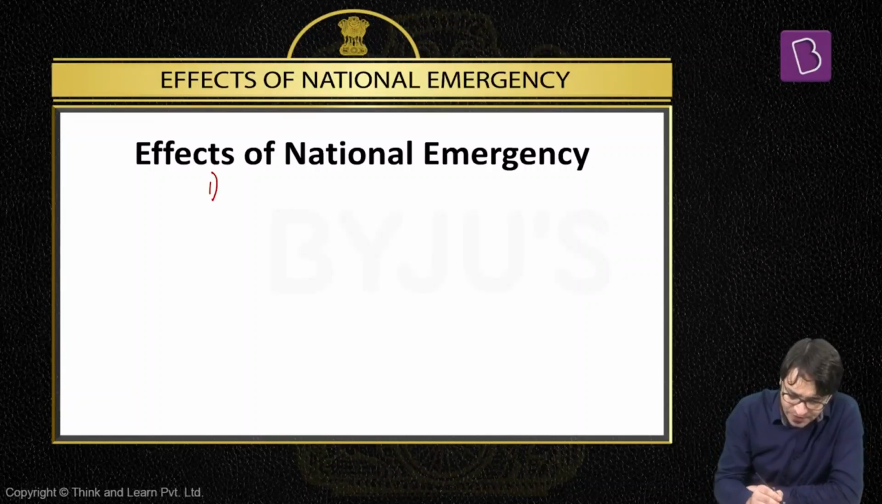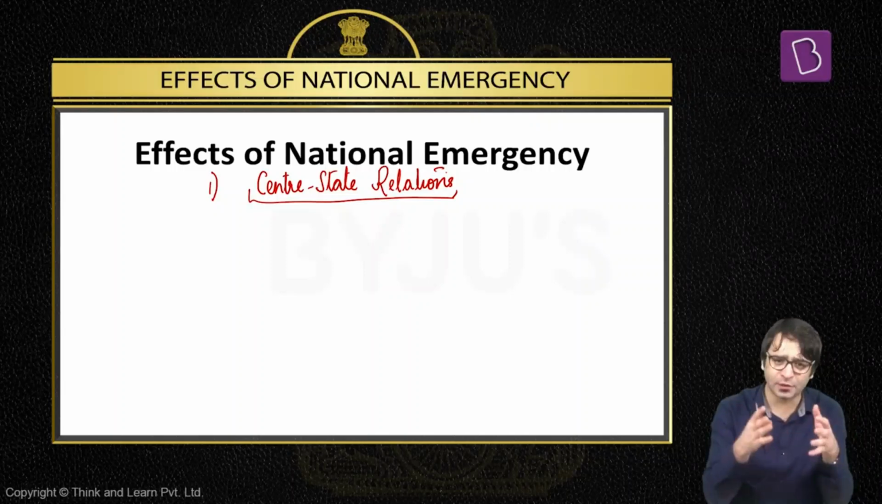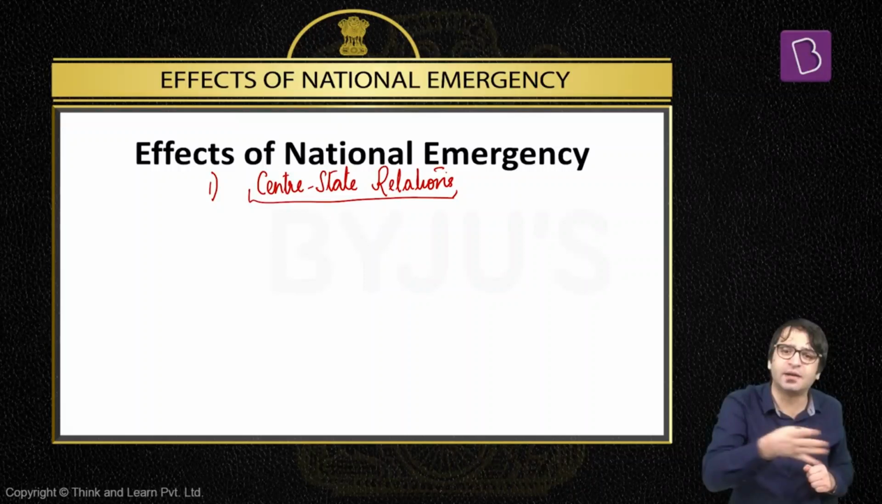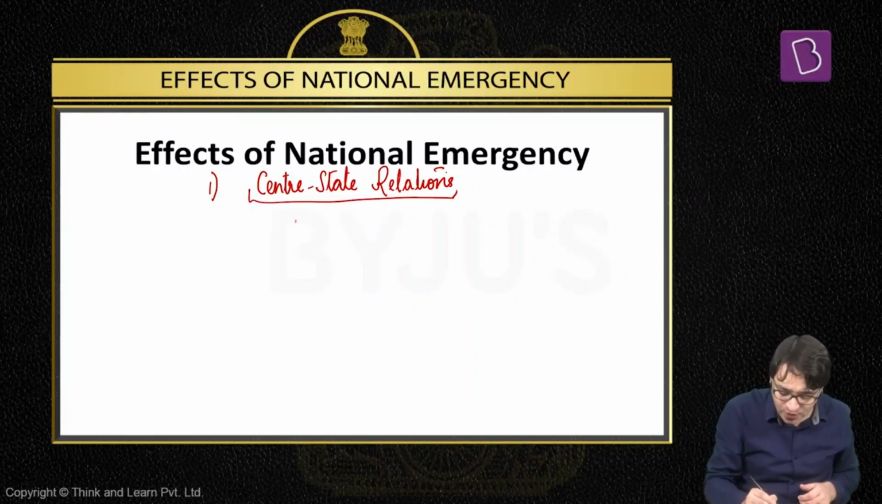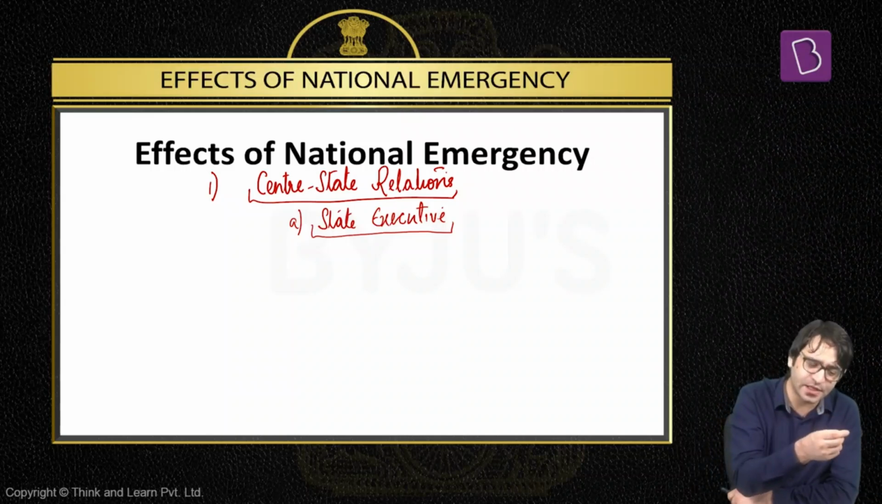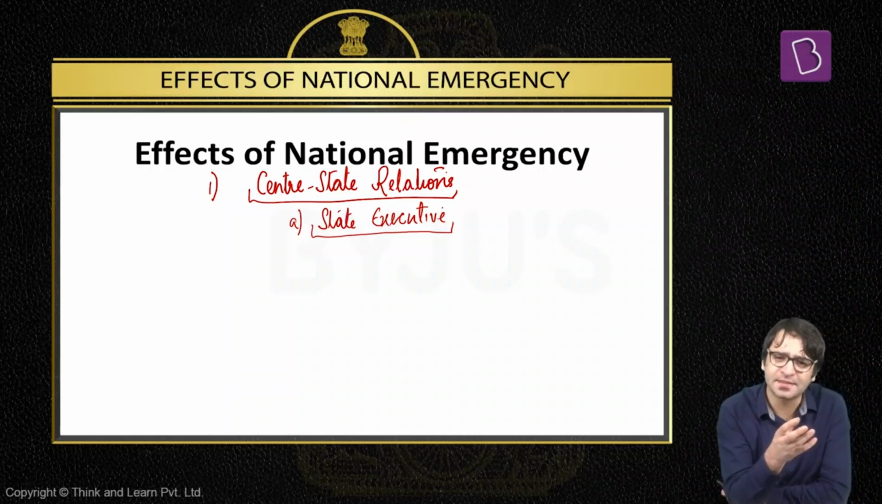The first impact of national emergency is on center-state relations. In a federal polity, these are two major units, center and the state. Because of national emergency, number 1, there's an impact on these center-state relations. And the first impact on these center-state relations is on the state executive. When we discussed center-state relations, then in administrative relations, I told you that the center can issue directives to a state. And sometimes these directives are coercive.